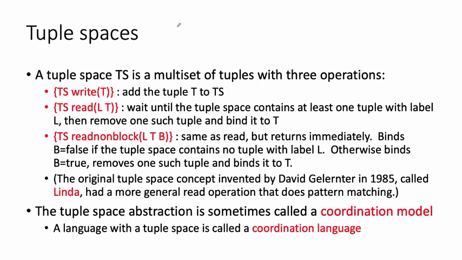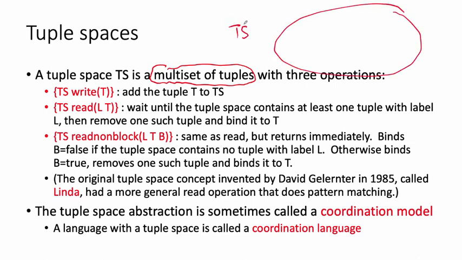So a tuple space is actually a data abstraction, a very sophisticated data abstraction, which you can use for concurrent programming. So it's a multi-set of tuples. So basically, if I have a tuple space here, I can put tuples in there, it can be stuff in there. So it's a multi-set of tuples.